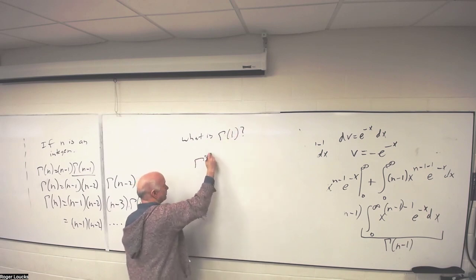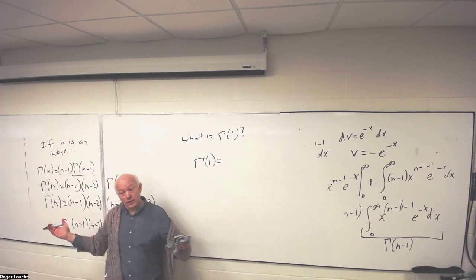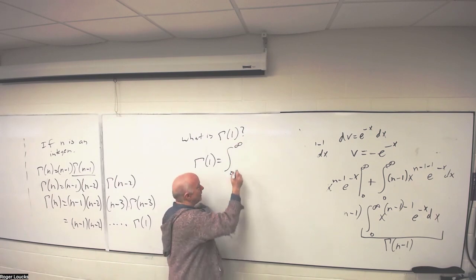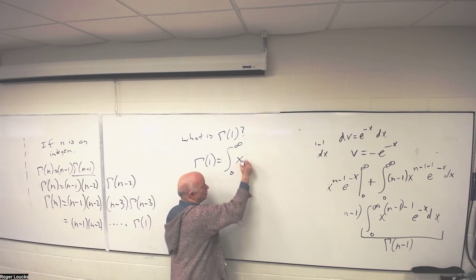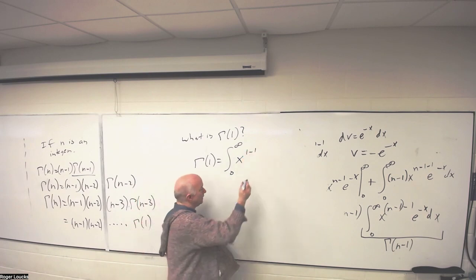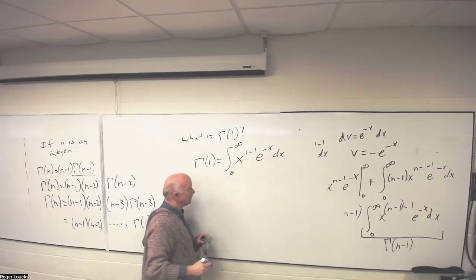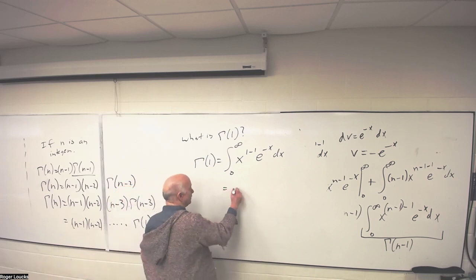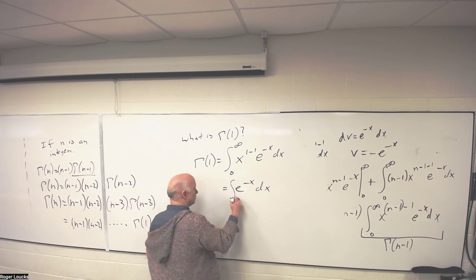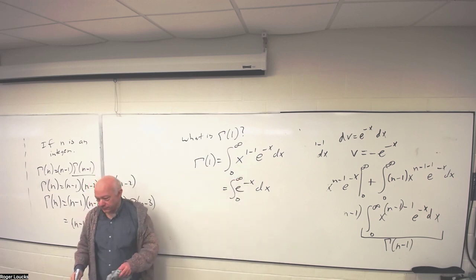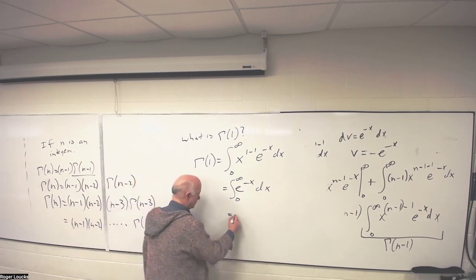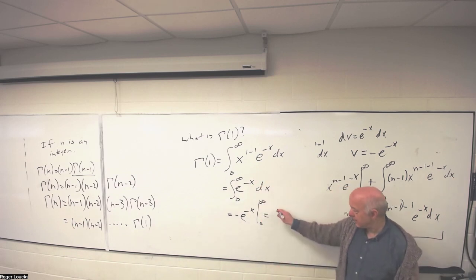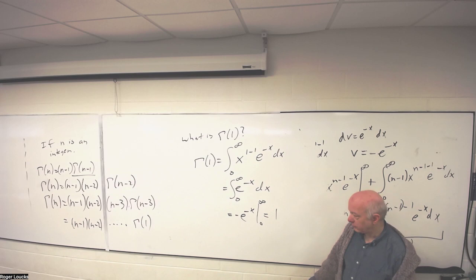Okay, let's just go through and talk about it. According to our definition, gamma of 1 is the integral from 0 to infinity of x to the 1 minus 1, right? n minus 1, e to the minus x. x to the 1 minus 1 is x to the 0, so that's 1. This is e to the minus x dx. That integral is minus e to the minus x evaluated from 0 to infinity, which goes to 1. That makes sense?